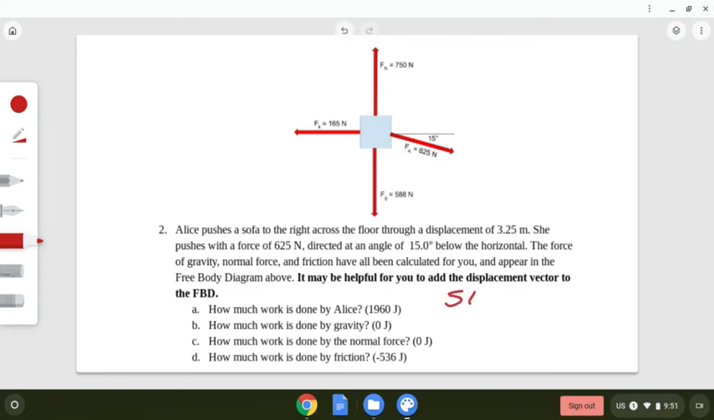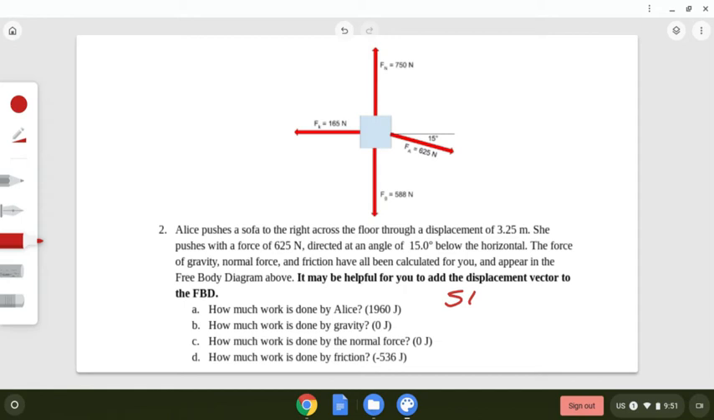Here is the second problem from the new and improved study guide. So we're going to try to figure out the work done by four different forces: the force of Alice, gravity, the normal force, and the force of friction, as Alice pushes the sofa across the floor to the right through a displacement of 3.25 meters.